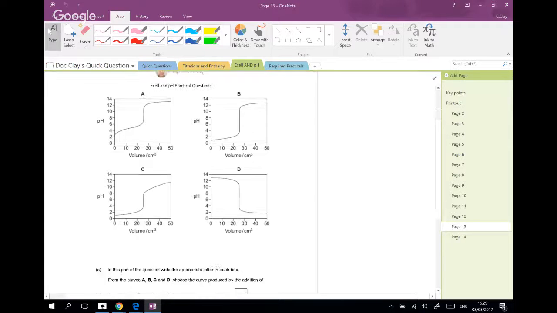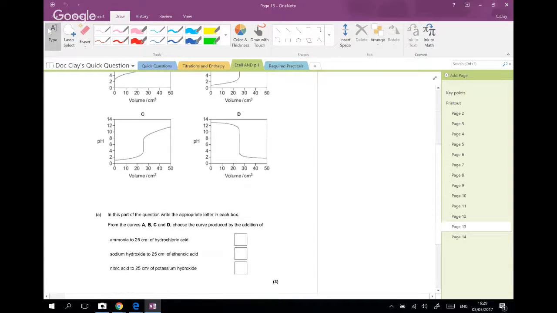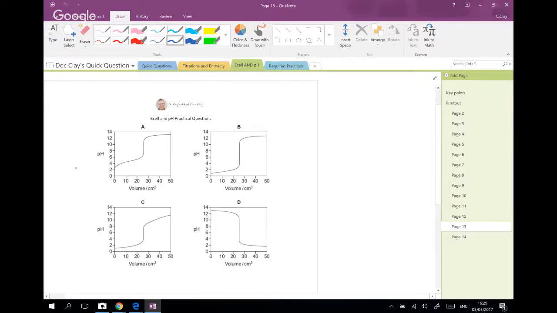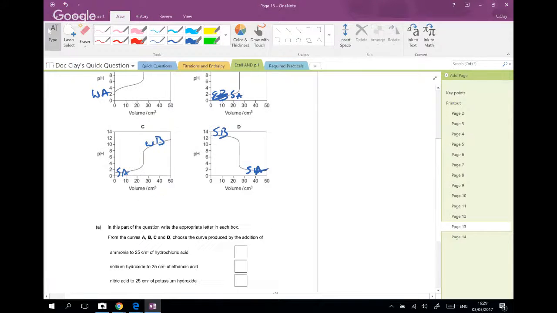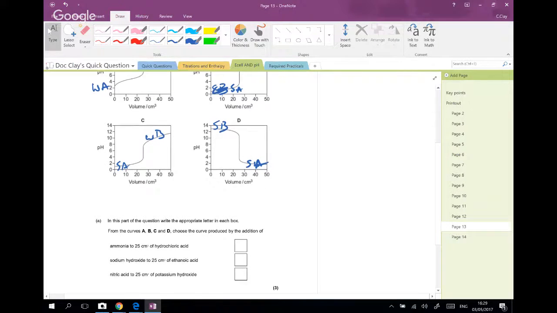Here we've got some identifying of pH curves. I'm not going to go through this, but we can just see this is going to be a weak acid here with a strong base. This one here is a strong base, sorry, a strong acid with a strong base. This one here is going to be a strong acid with a weak base, and we've got here a strong base with a strong acid. And we've got to think about which ones to tick here to get the correct answer.